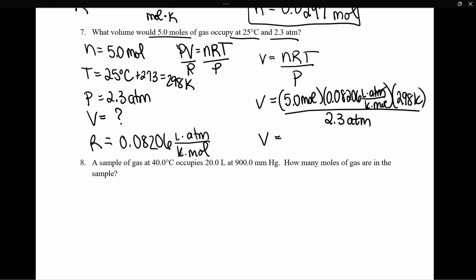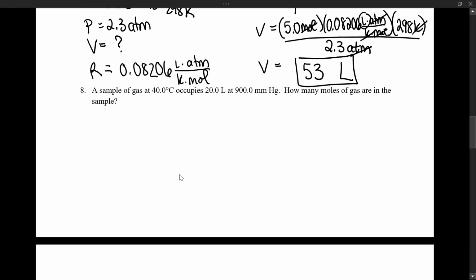Let's double check. It looks like atmospheres divided by atmospheres cancel. Moles divided by moles cancel. Kelvin divided by Kelvin. What am I left with? Liters. So when I plug this in my calculator, I should get an answer that's in liters. I'm going to round it to 2 sig figs. So my answer is 53 liters.